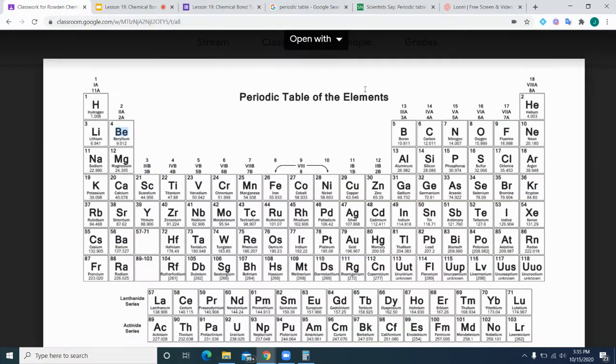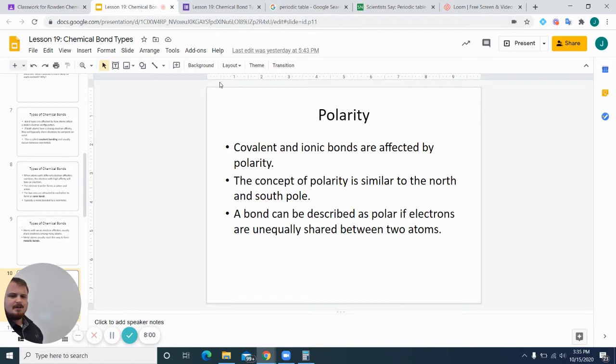Remember, down and to the left was atomic radii, and the electronegativity was up and to the right. So the trend increases as you go up and to the right.